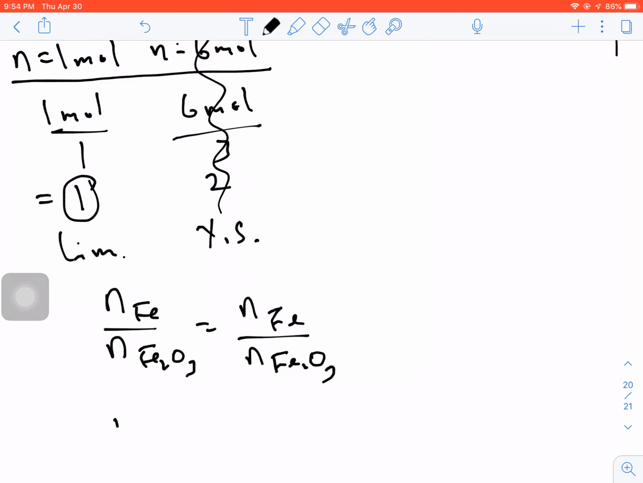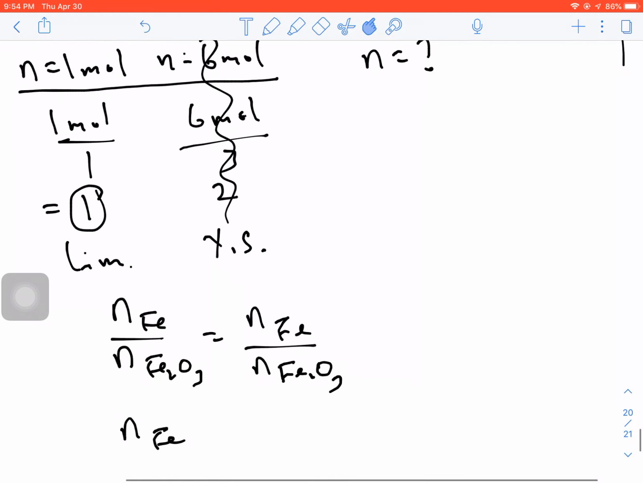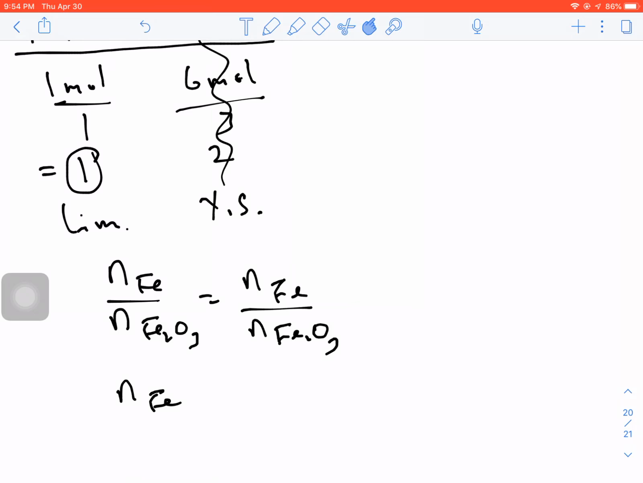So, the number of moles of iron is unknown, right? That's what I'm trying to solve right now. How many moles of iron am I going to get from this reaction? So, let's go back up. My number of moles of Fe2O3 was given in the question as 1. If I look at my balanced equation, I'm looking at iron and Fe2O3 here.